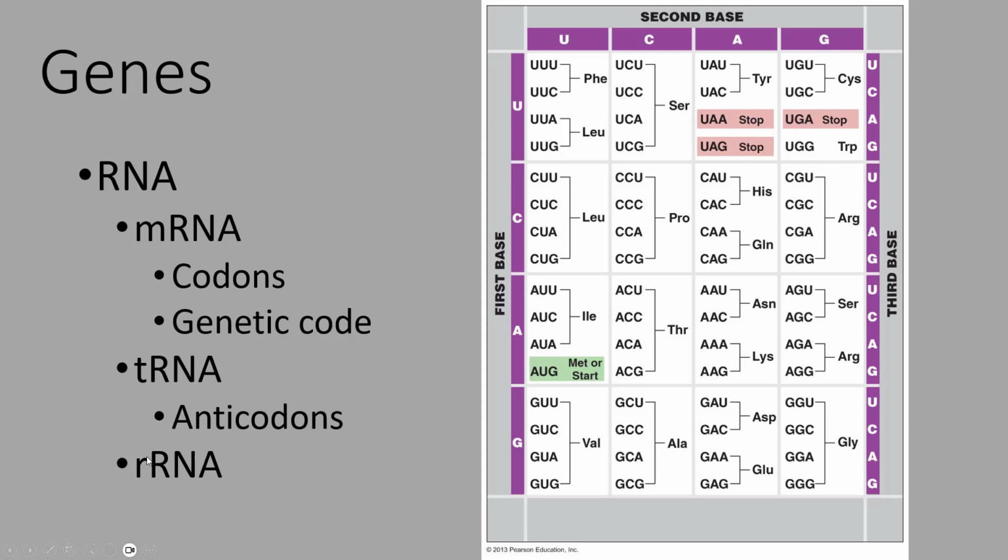Last type of RNA is rRNA, or ribosomal RNA. Ribosomal RNA and proteins are what ribosomes are made from.